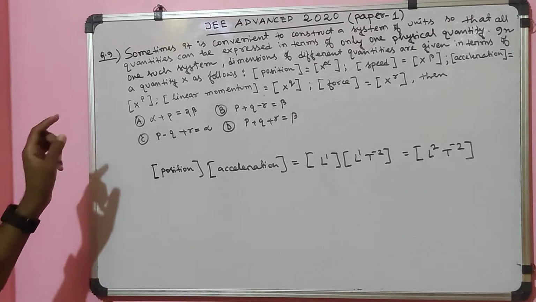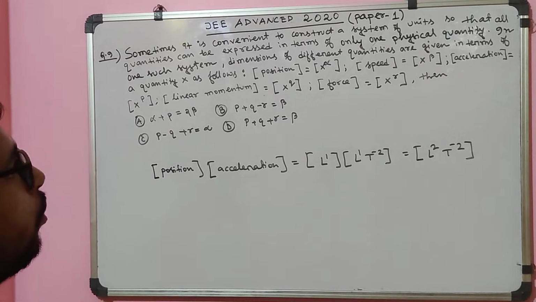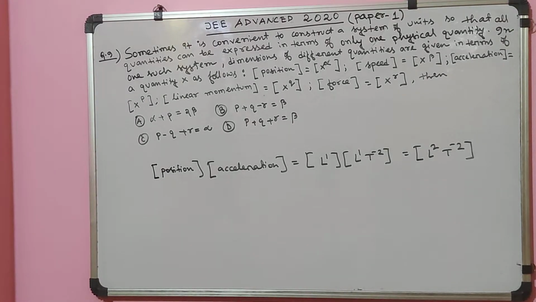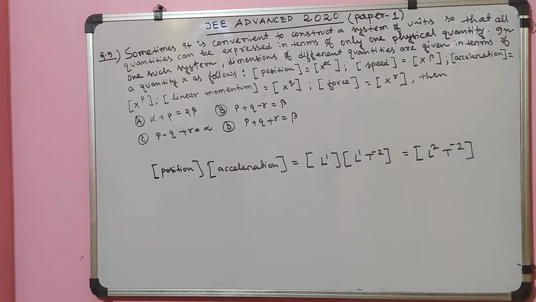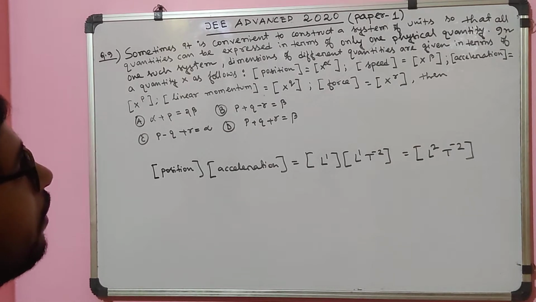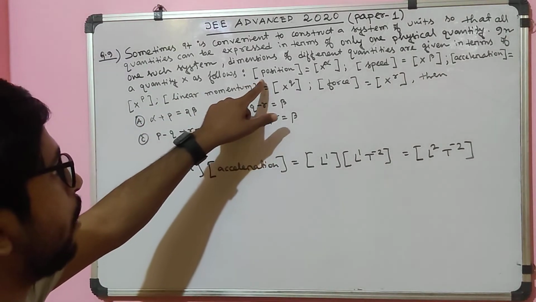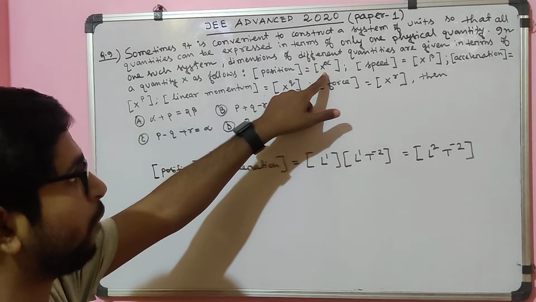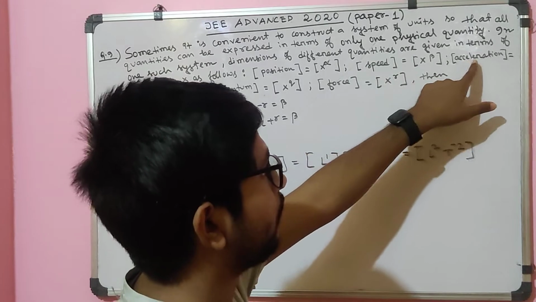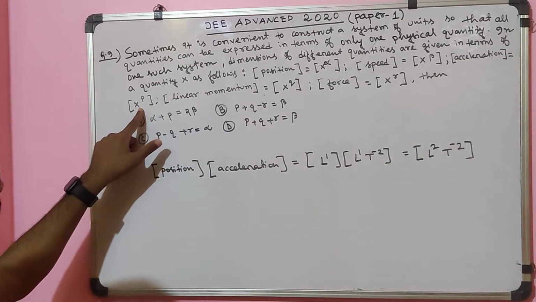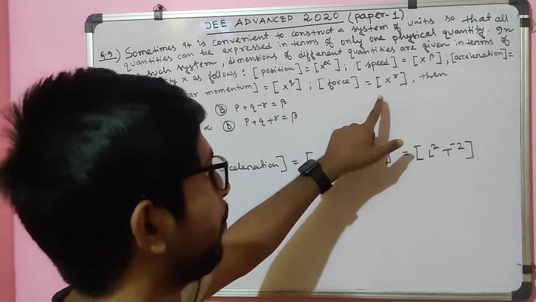The question is: sometimes it is convenient to construct a system of units so that all quantities can be expressed in terms of only one physical quantity. In one such system, dimensions of different quantities are given in terms of a quantity x as follows. Position has the dimension x to the power alpha, speed x to the power beta, acceleration x to the power p, linear momentum x to the power q, and force x to the power r.